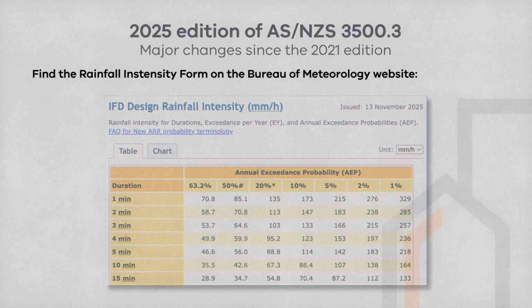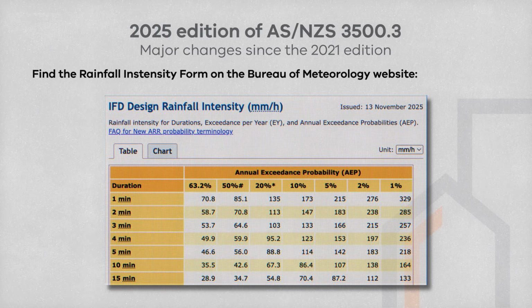Now let's see how you actually find it. On the Bureau of Meteorology website, rainfall intensities or RFIs are shown in a table like this. To find the correct value, go to the 1% AEP column because that's what the standard requires. Then look across to the 5 minutes duration row.